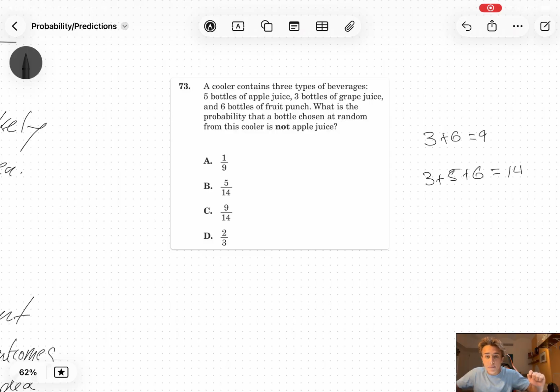So there are 9 possibilities for how to draw a bottle that's not apple juice, and there are 14 total bottles that you can draw. So the probability of drawing a bottle that's not apple juice is 9 out of 14, which is answer choice C.